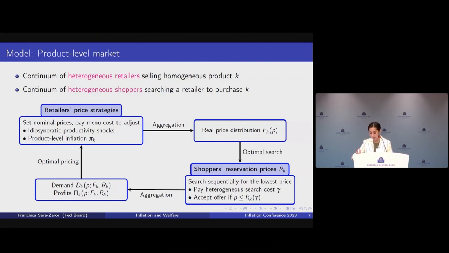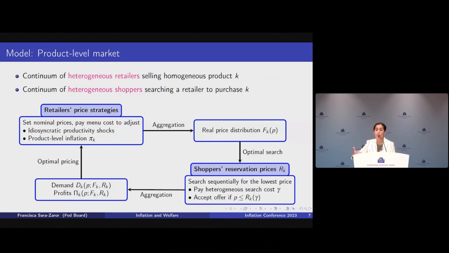So I am going to assume that shoppers can search sequentially for the lowest price. This means that they are going to start with a particular draw of this distribution, and depending on their search cost that is heterogeneous, they can decide whether to keep that price draw, that can simply be the price that the store crossing the street is charging, or they can continue searching. So what we will have is that there are some shoppers that have a very low search cost, so they will continue searching and searching on, until they find a very, very low offer. So these shoppers are going to accept an offer if it's lower than the reservation price.